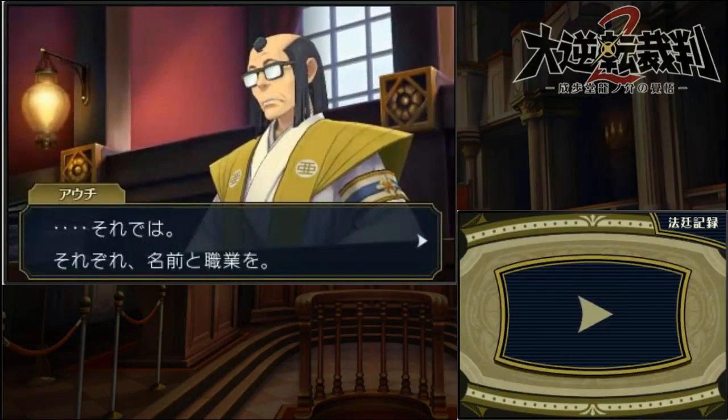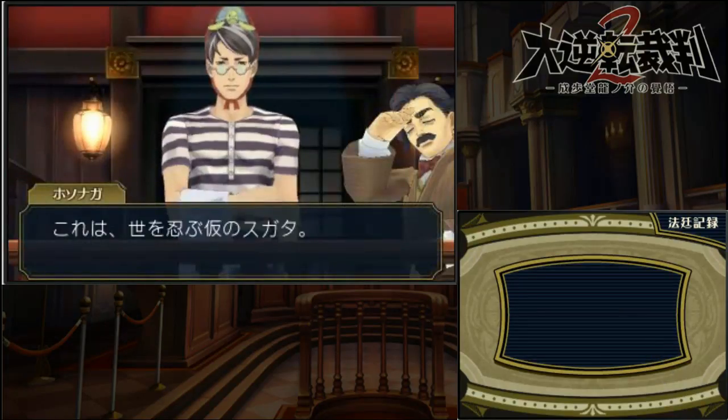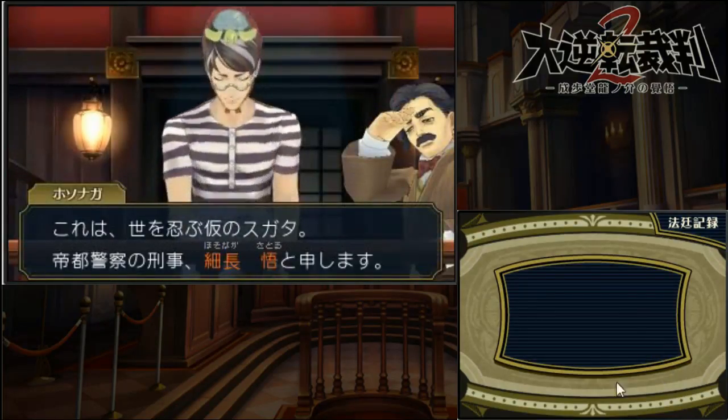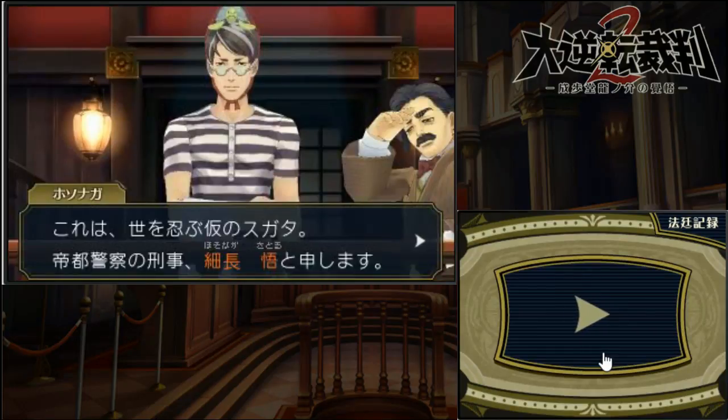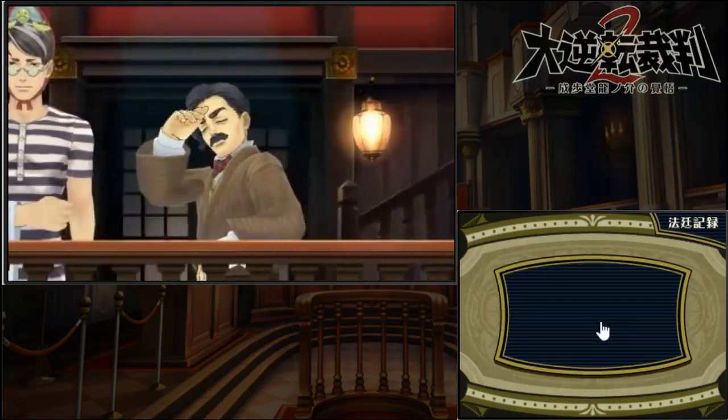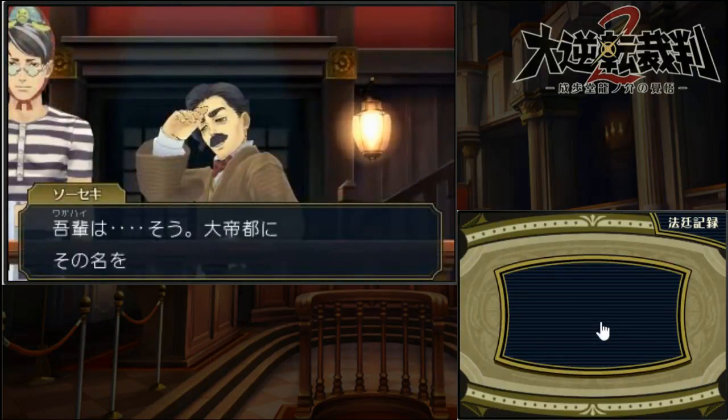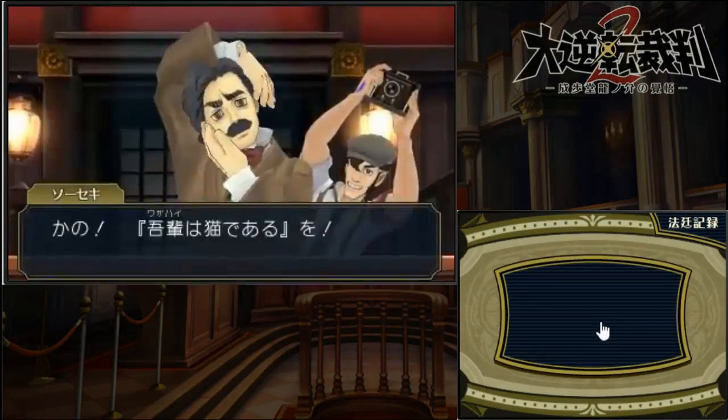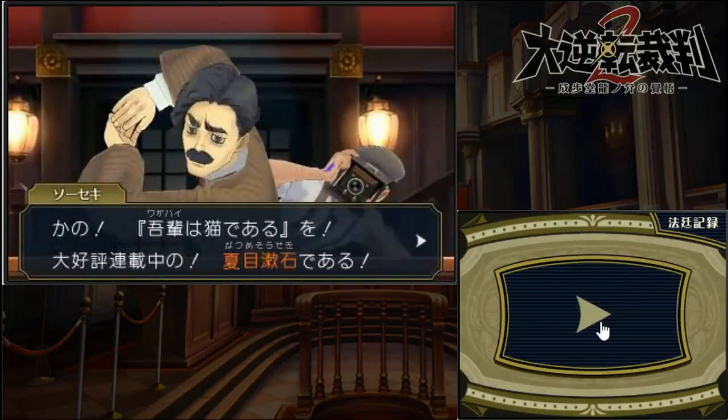Soseki, you are back, and the freaking inspector. Without further ado, state your names and occupation to the court. This was the appearance I wore to conceal myself that day. I am Inspector from the police force, Hosonaga Satoru. I am, indeed, the future writer whose name shall roar within the capital. The author of the best-selling Wagahai wa Neko de Aru, Natsume Soseki.